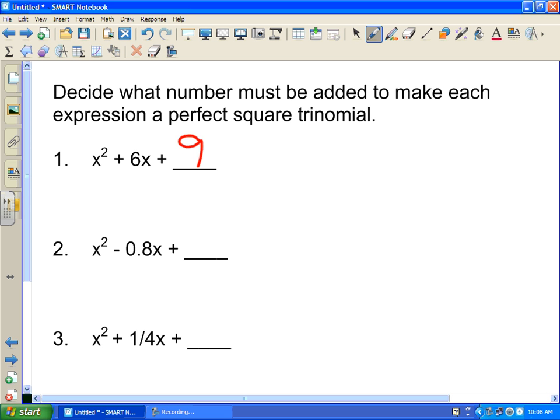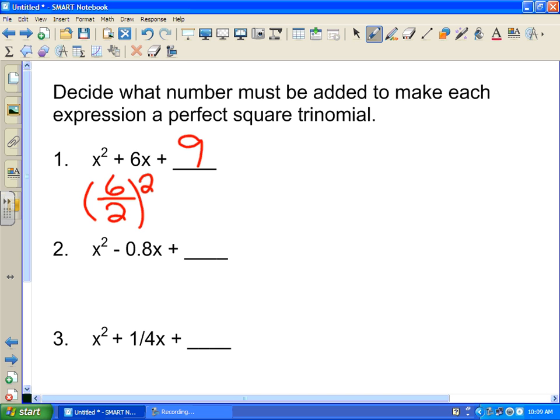Now let's see if we can figure out how to get that. But what if you just had this one, you have a blank? You can't really factor that. It's very easy. You take the middle term and divide it by 2. So in this case, 6 divided by 2 is 3. And then whatever you get, you square it.